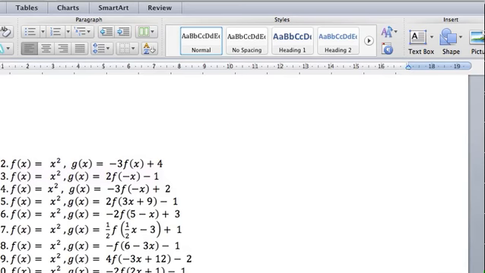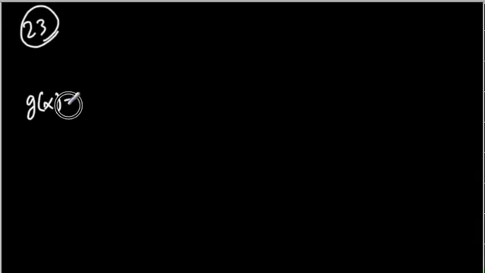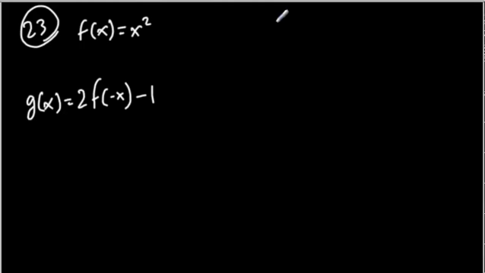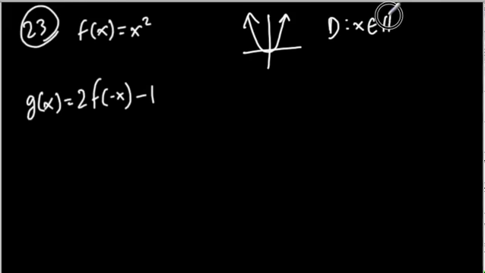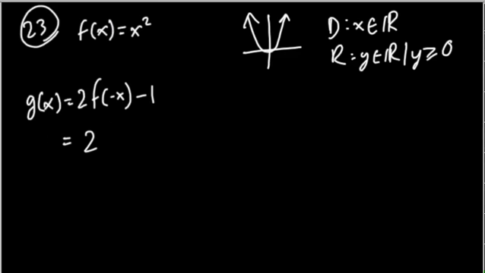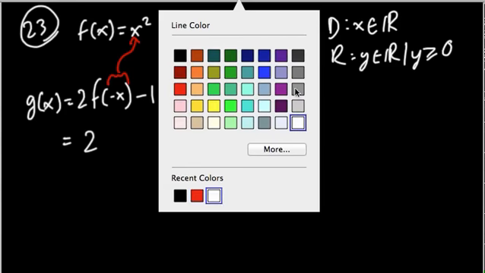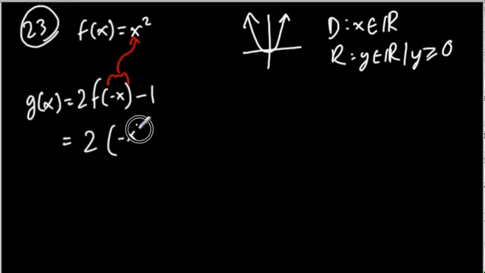2 f of -x minus 1. And this stays the same. Domain is an element of reals. Range is y is greater than or equal to 0. So this is just going to be 2, and once again, -x is now our argument, and we're going to plug it into x. So it's going to be (-x) squared minus 1. But what we can do is just square this. So it'll be 2x squared, and when you square a negative, it just becomes a positive. So it's 2x squared minus 1.